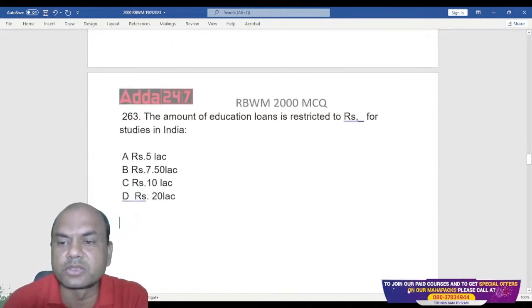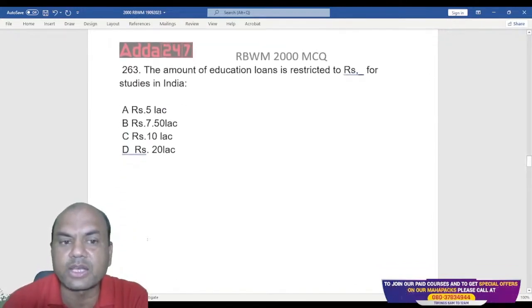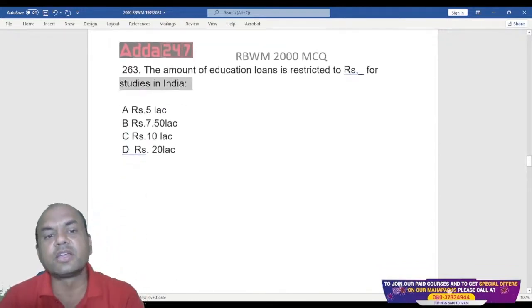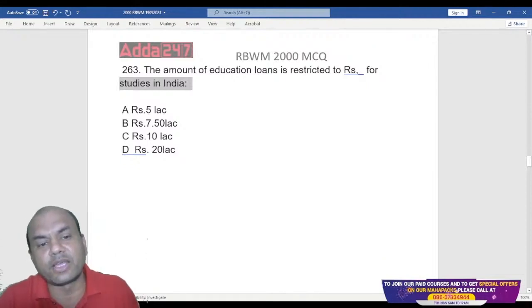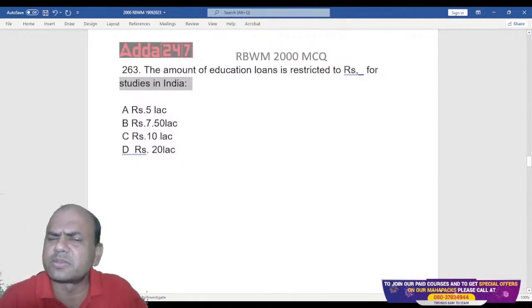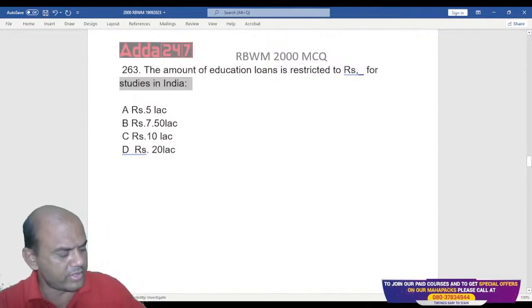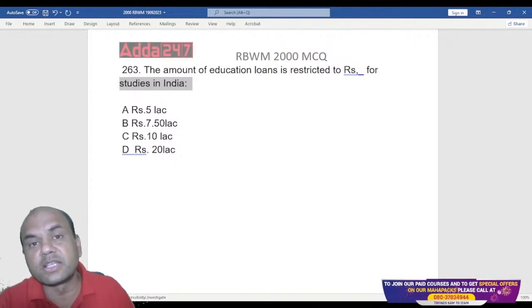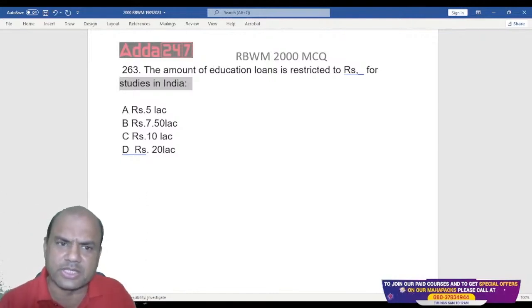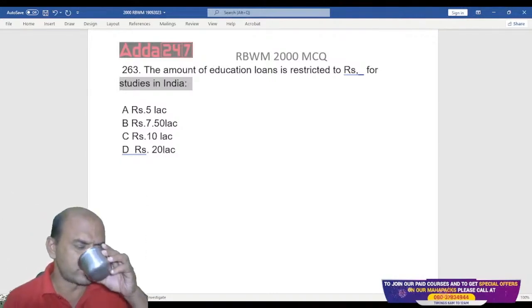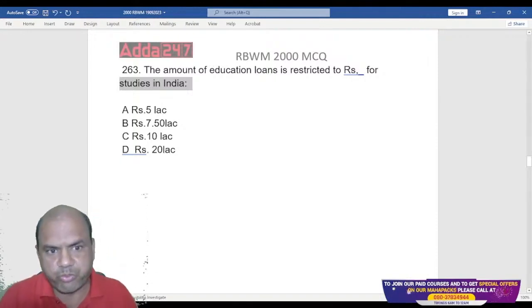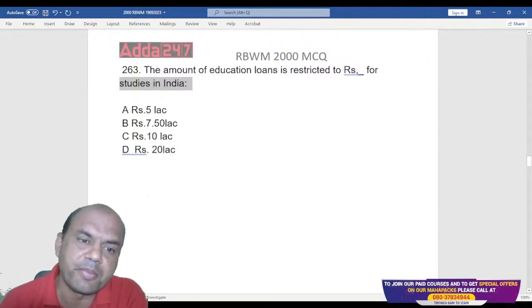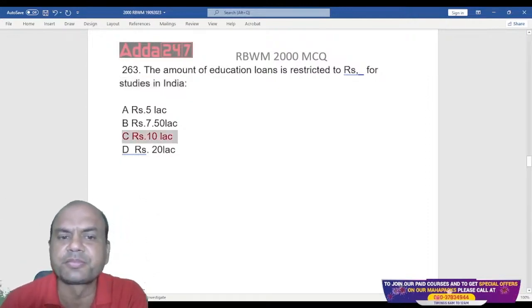The amount of education loans is restricted to dash for studies in India. So in India, what is the maximum amount of education loan? 5 lakh, 7.5 lakh, 10 lakh, 20 lakhs. Now this is a simple answer. Education loans in India are restricted to 10 lakhs. Immediately I'll be asking you about abroad also.